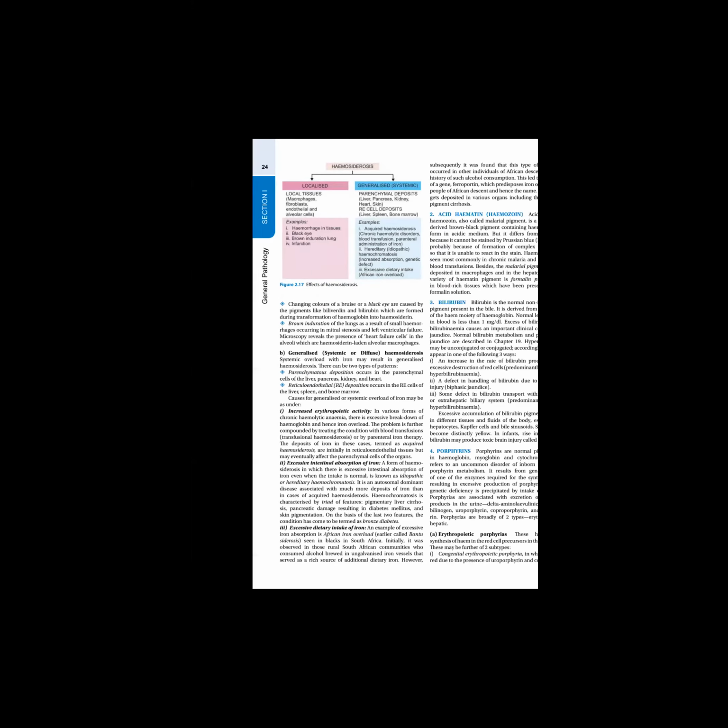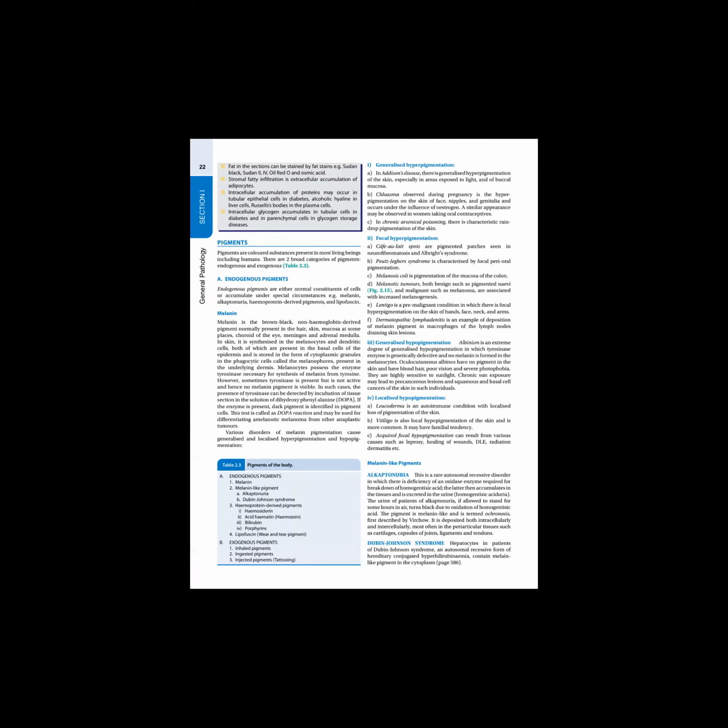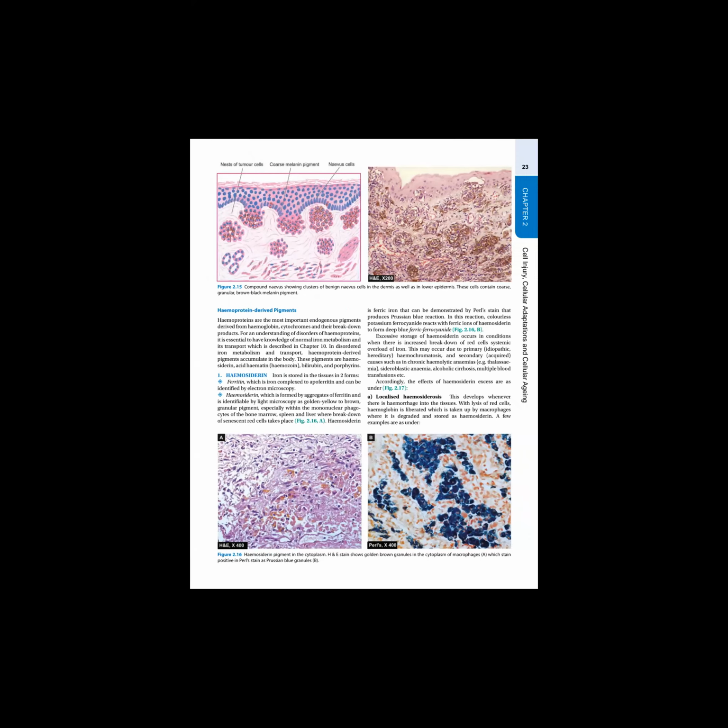Pigments, you don't have to know, but I'll give you small definitions of this so you'll have an overview of it. It's not an important topic.